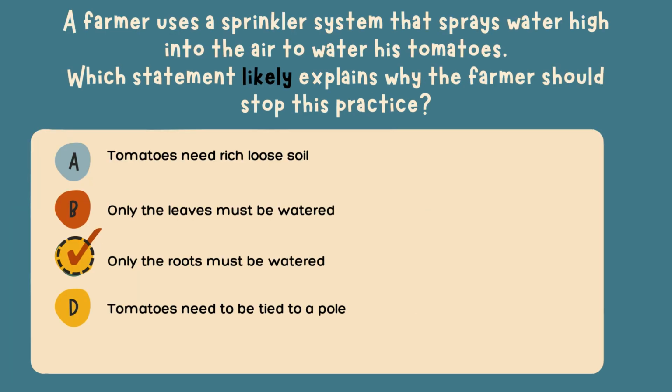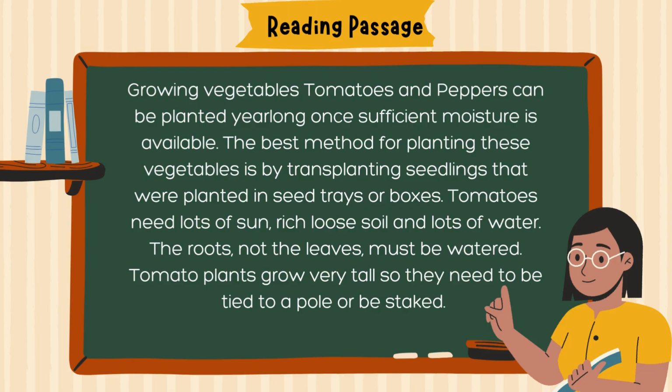A farmer uses a sprinkler system that sprays water high into the air to water his tomatoes. Which statement likely explains why the farmer should stop this practice? Again, based on the passage that we read, let us read this question. And from all of the options that we have, the answer would be C. Only the roots must be watered. And we can see that based on the passage that we had read before.